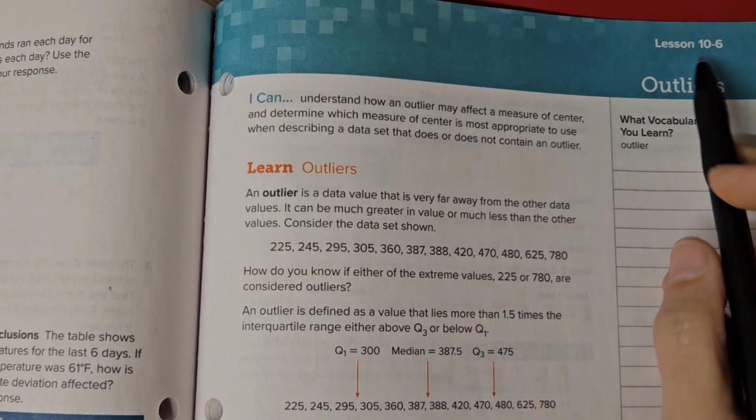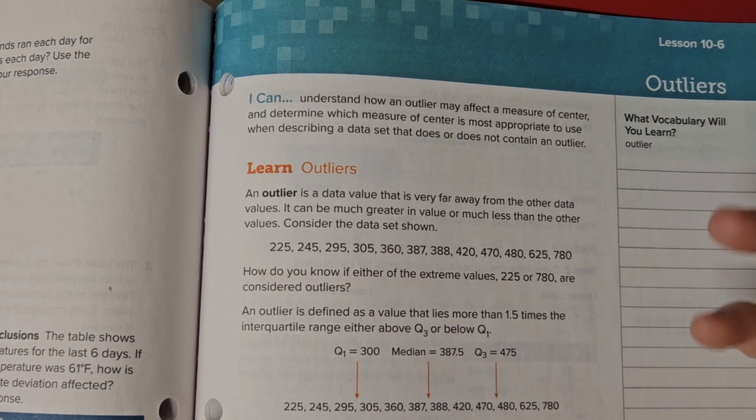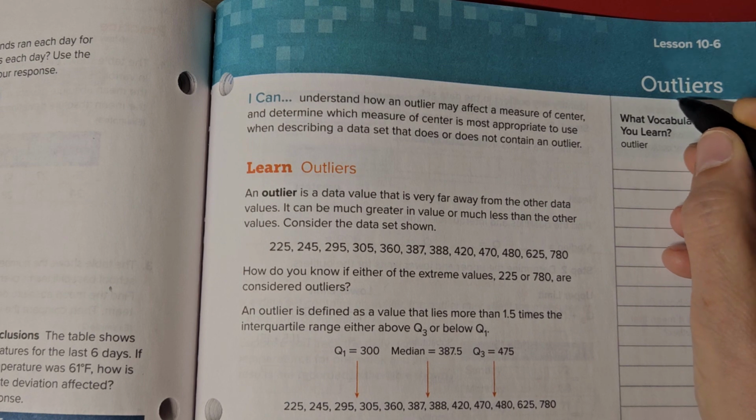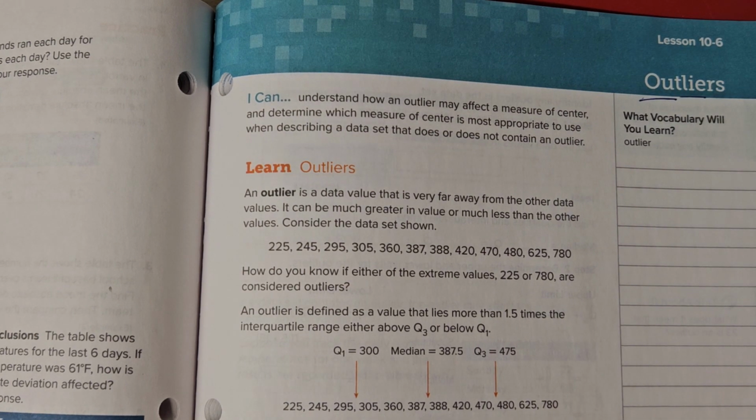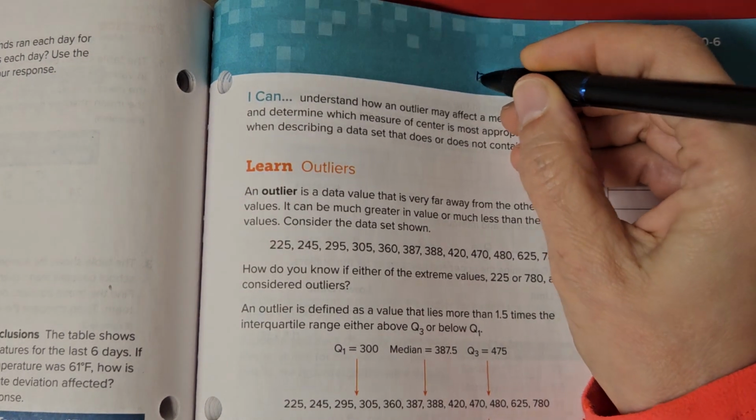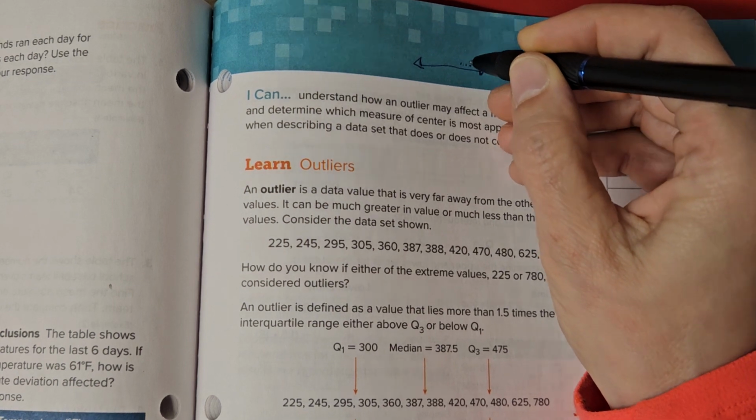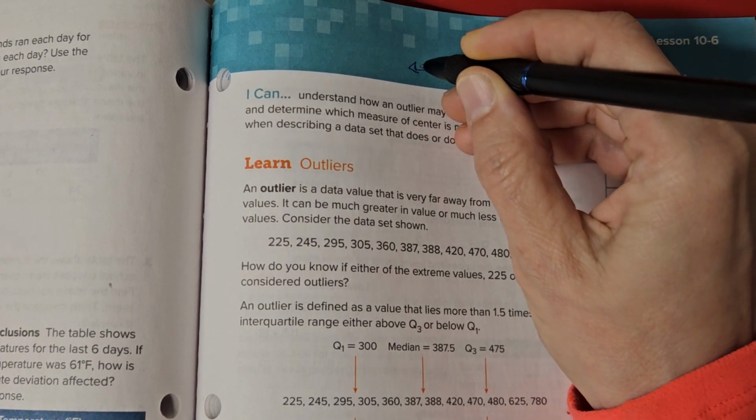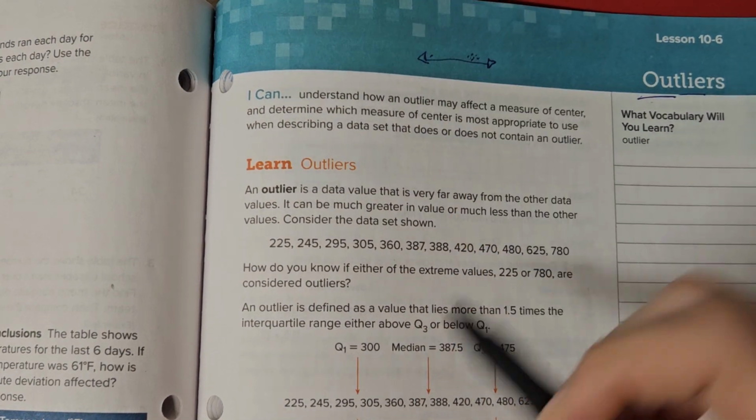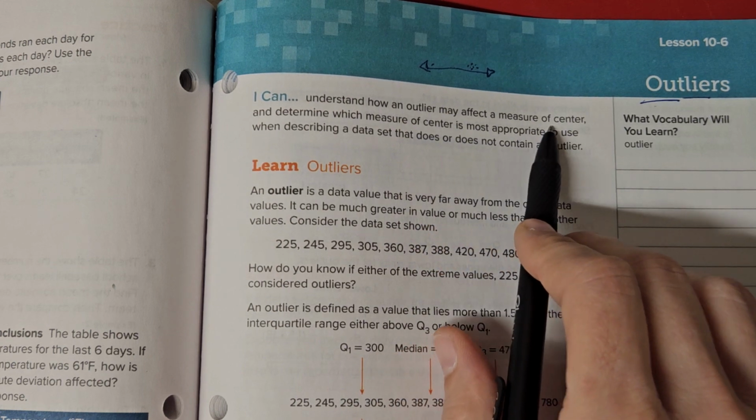Good morning. 10-6 outliers. What the heck are outliers? Well, remember we're still doing data, so outliers are data points that lie outside the range, like they're way out there, okay? If you had a set of data and most of your data was like right in here, boop, that one would be an outlier, way outside of everybody. So today we should be able to understand how outliers may affect the measure of center.